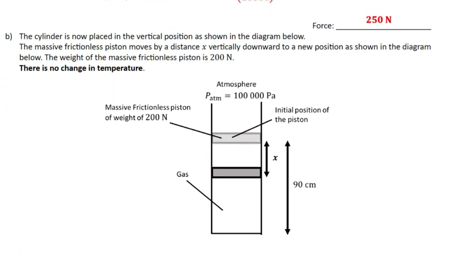C'est nous la partie B. The cylinder is now placed in the vertical position as shown in the diagram below. The massive frictionless piston moves by distance x vertically downward to a new position as shown in the diagram below. The weight of the massive frictionless piston is 200 Newton. There is no change in temperature.